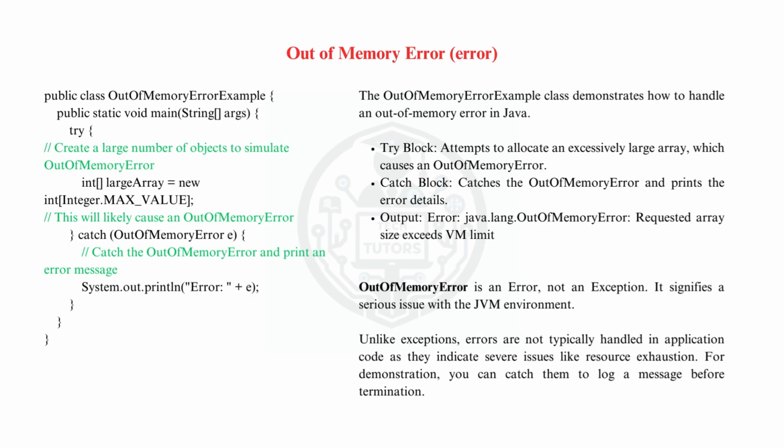Finally, let's discuss errors with a code illustration. In the OutOfMemoryErrorExample class, we handle an OutOfMemoryError in Java. The try block attempts to allocate an excessively large array, triggering an OutOfMemoryError. The catch block captures this error and logs the details, demonstrating how to manage such critical issues before program termination.